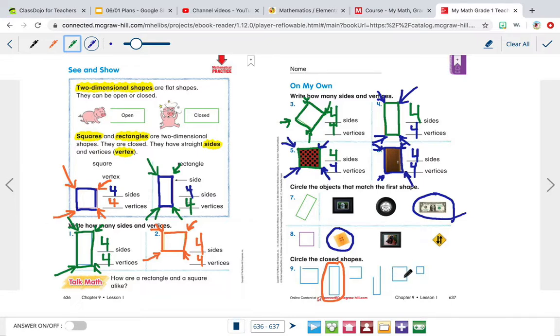But this one is a closed shape. No pig can get in here. What about this one? It's very tiny, but you can tell that it's a closed shape. So I'm going to circle it.